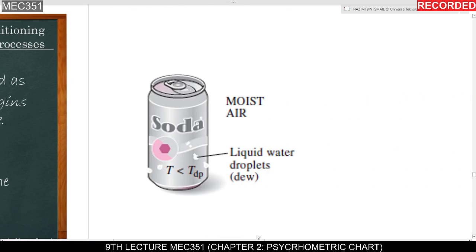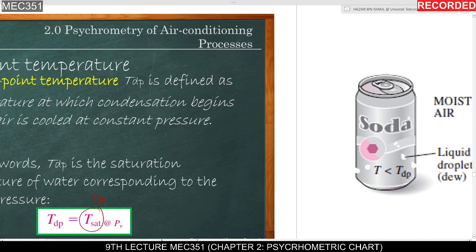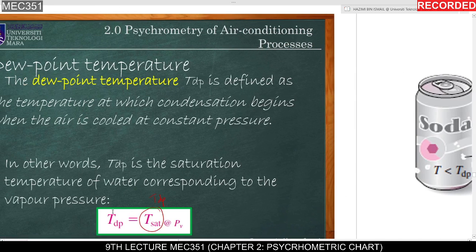As an example, like you see in this diagram, we have liquid water droplets at the surface of our soda can, right? This is a normal phenomenon that happens in our real life. How does it happen? Because the water vapor in the air is condensed at that temperature, which we call the dew point temperature. And how do we find that temperature? We use the properties table. You find the T sat at the PV.